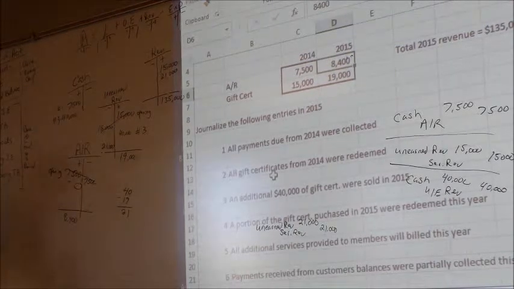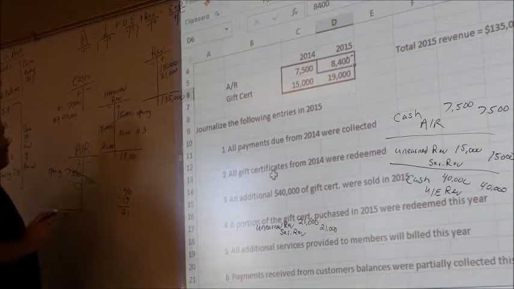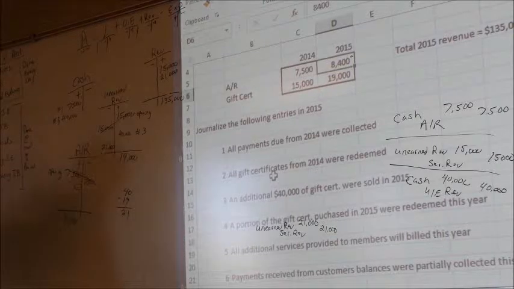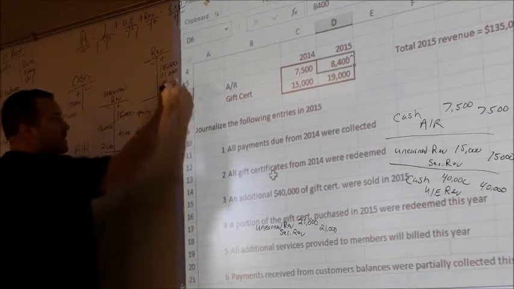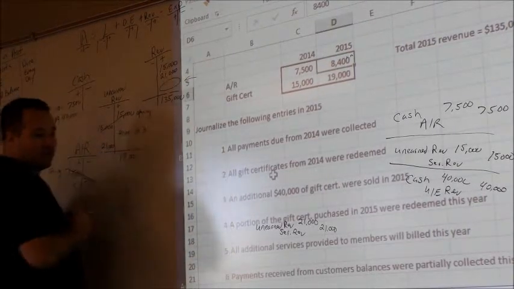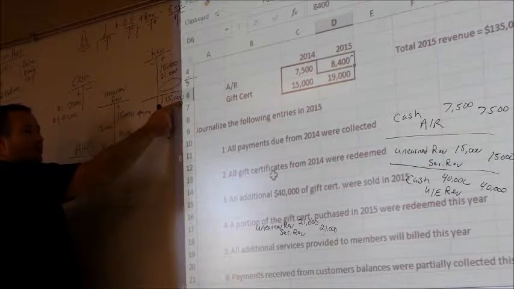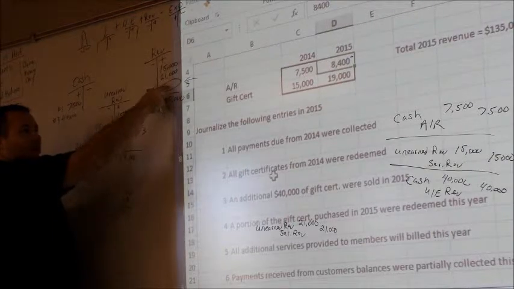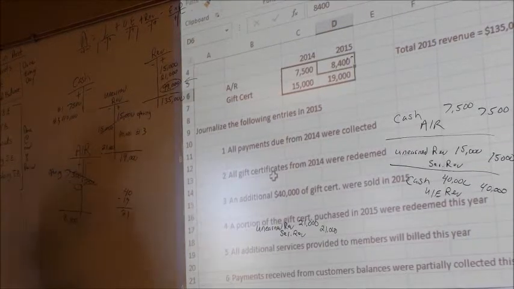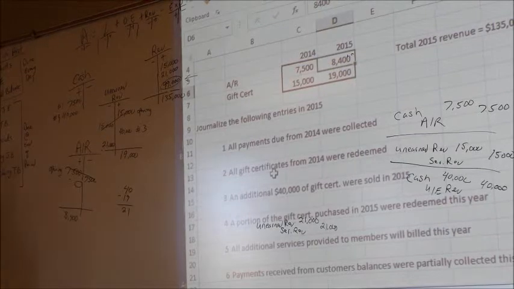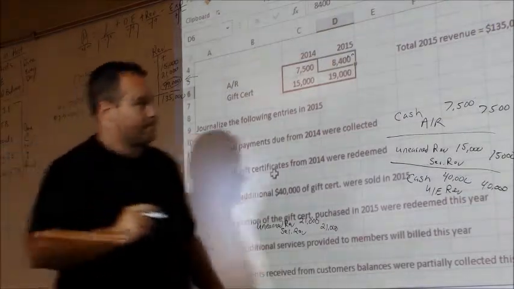Chris, we would debit it 99,000. Okay, where'd you get that big number from? I subtracted 21,000 plus 15,000 from the 135 to get the difference. Yeah, what he did is, we said all additional services, so that means whatever's left, all additional services were billed. So how much of the 135 is left that goes right here? When he did the simple subtraction, he found 99,000 was left, and that was billed to my customers.